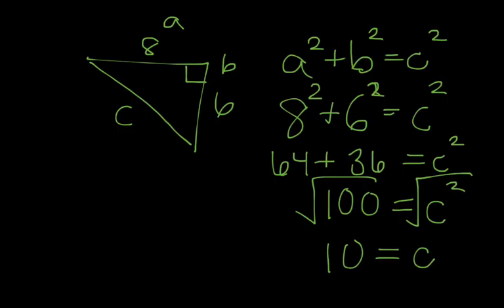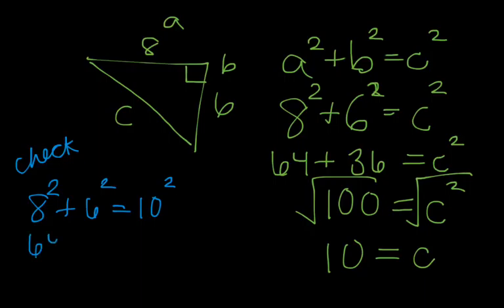If I were to want to check this, I would say 8 squared plus 6 squared equals 10 squared. 64 plus 36 should equal 100, and it does. So if you'd like to check it, that's a really good way to check it. Or you could pull up that website that we used yesterday and create the triangle and see if you got a side of 10.